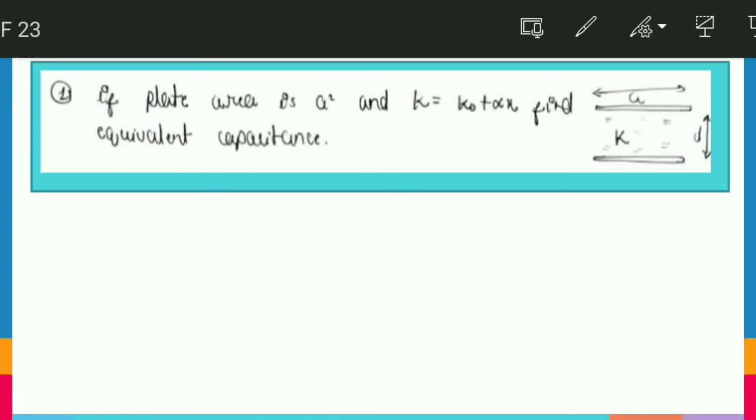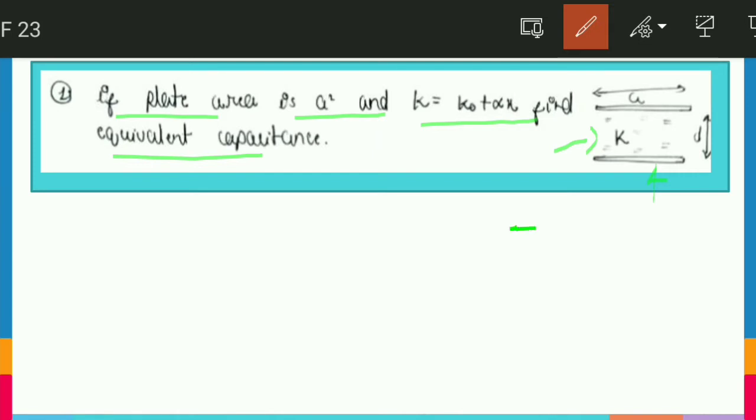Let's see our first question. What it says: if the plate area is a square and k equals k naught plus alpha x, then we have to find the equivalent capacitance. This is our plate whose area is a square, and this is our k, the dielectric constant. So we have to find the equivalent capacitance.